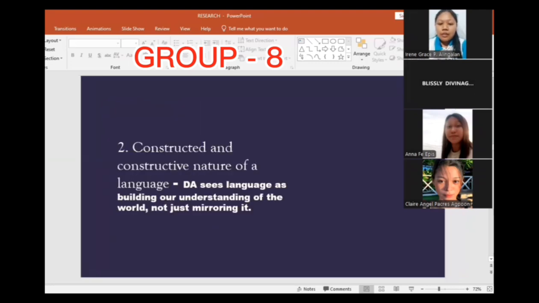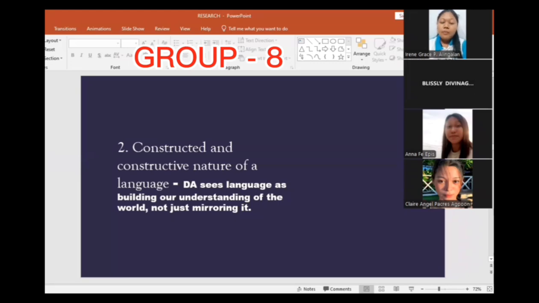Second one, the constructed and constructive nature of language. DA, or discourse analysis, sees language as building our understanding of the world, not just mirroring it. This point emphasizes that language isn't just a neutral tool for describing reality. As what I have read, it's not just mirroring reality. Instead, language actively constructs our understanding of reality. Every account, description, or narrative is an interpretation, creating a version of reality rather than reflecting it. Even seemingly objective accounts are shaped by the speaker's perspective and the context of communication.